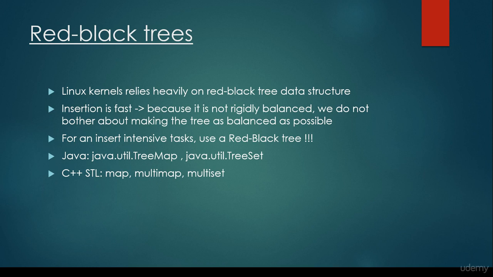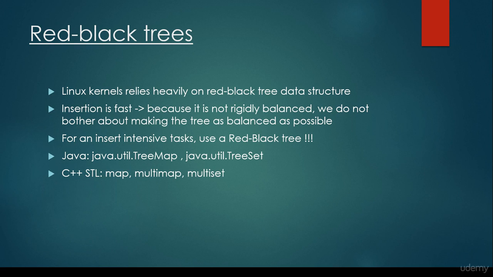It is not true for red-black trees. Red-black trees are not strictly balanced. And that's why insertion is faster. But it's very important to note that this applies to inserting items; as far as searching for items, it is not true. But as far as inserting items, red-black trees are faster. So for insert-intensive tasks, we have to use red-black trees, because we are going to be able to insert items faster than with AVL trees.